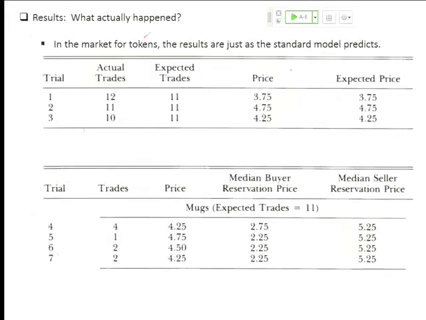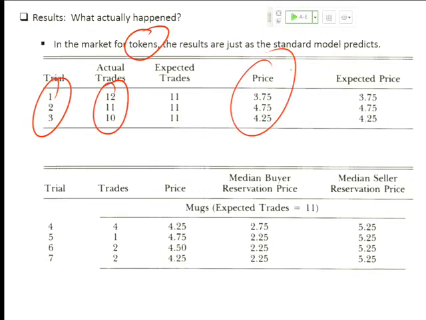Here's what actually happened. In the market for tokens, they did 3 different trials. The expected trades was 11 in each one. The actual trades were 12, 11, 10. So the standard model is doing really well at explaining these trades. The price that they got, sorry, these are not actually numbers that are interesting for us at the moment. Just ignore that. Here's what happened in mugs.